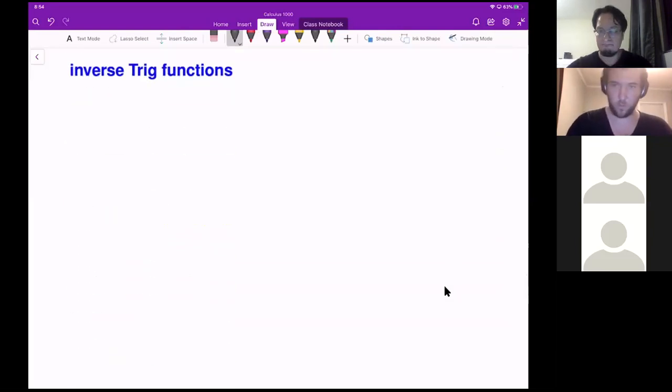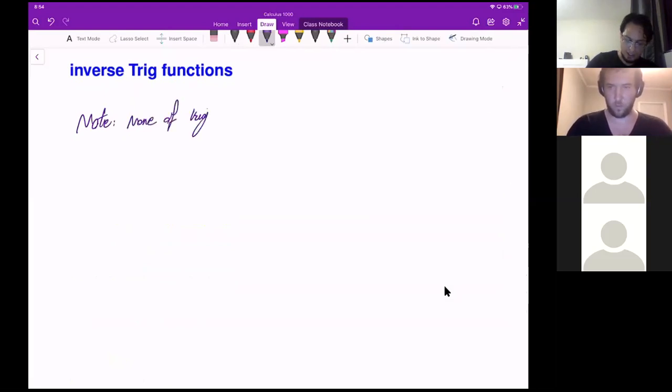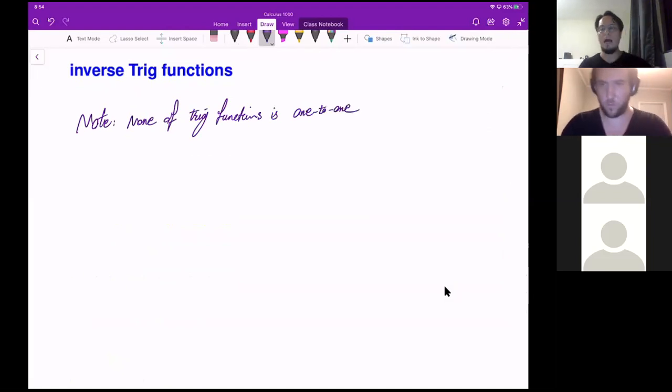Well, at least we can start inverse trig functions. Yes. So one big remark here is that none of the trig functions is one-to-one. Why? It's easy. It is periodic. If you draw a horizontal line in the range, it will intersect the graph infinitely many times.